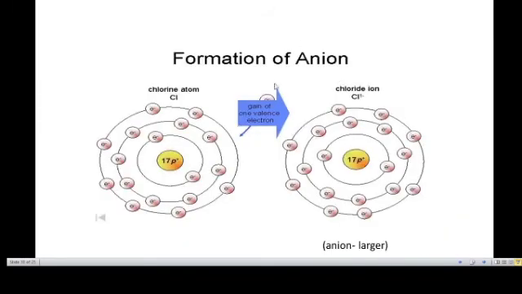Then the formation of an anion. This is an anion, and it is larger. Here are the first orbit, second orbit, third orbit. How many electrons are in the outermost shell? 1, 2, 3, 4, 5, 6 and 7. After the gain of an electron, here are 8 electrons in the outermost shell. So this is the chloride ion. An anion is always larger: the atom has 7 electrons in the outermost shell, and the ion has 8.